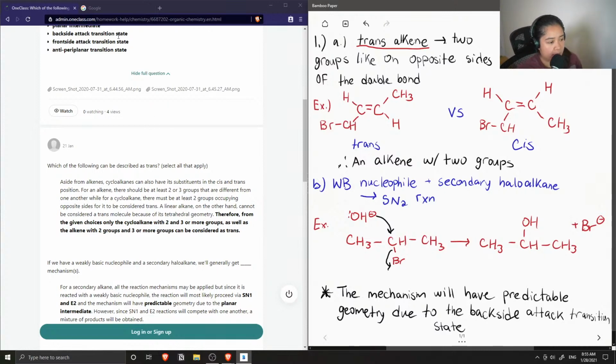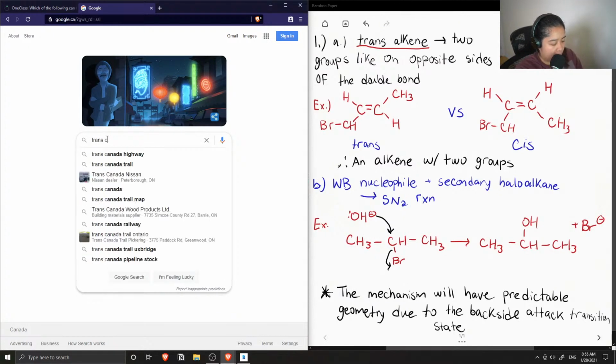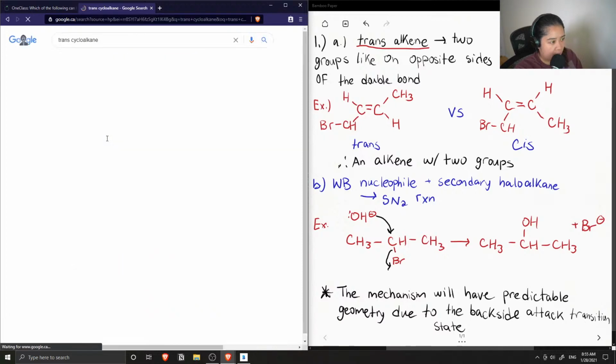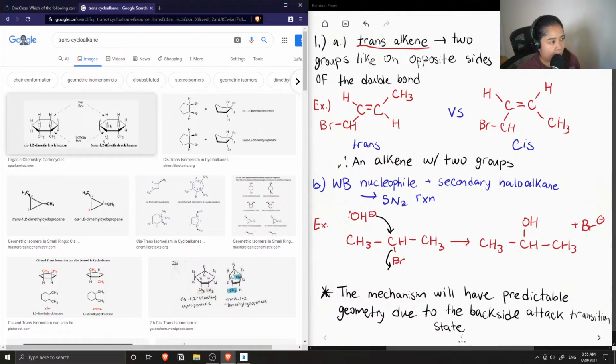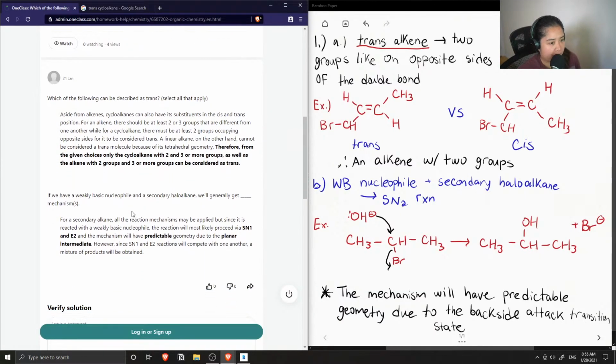Okay, so it's a select all that apply question. So let's look up an example where we have a trans cycloalkane just to see what it looks like. Yep, so you can have like a top face cycloalkane that contains the substituents versus a trans cycloalkane as well. Okay, so that's correct.